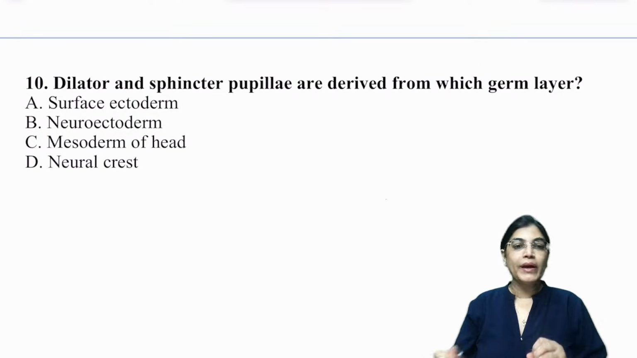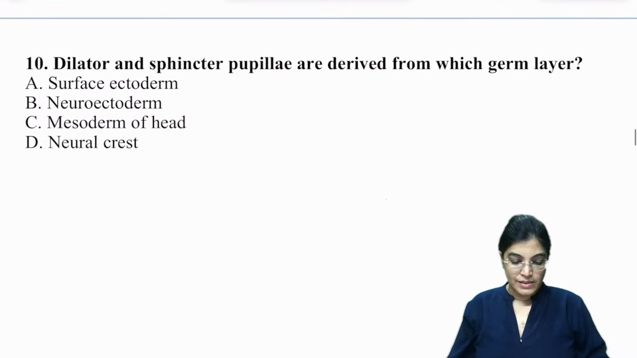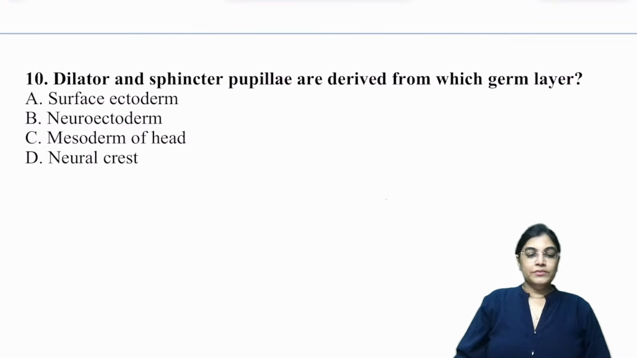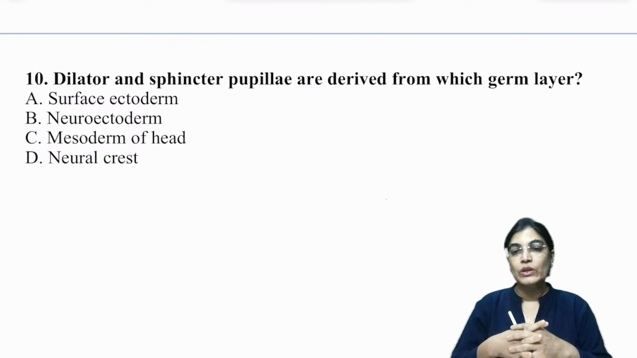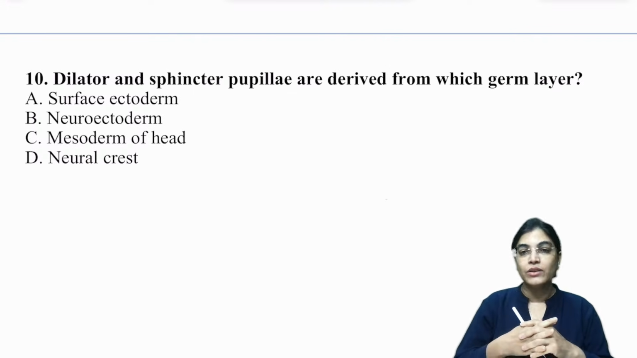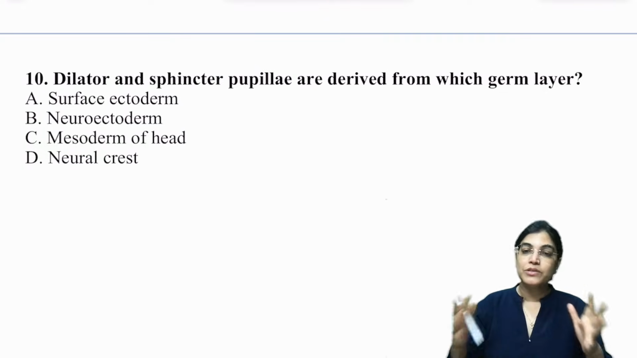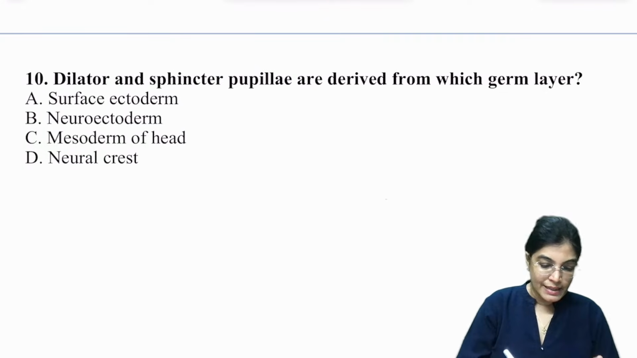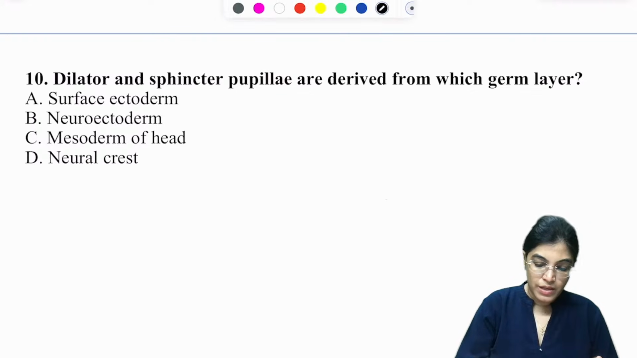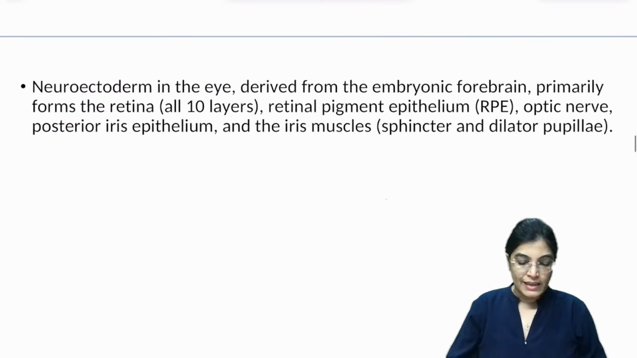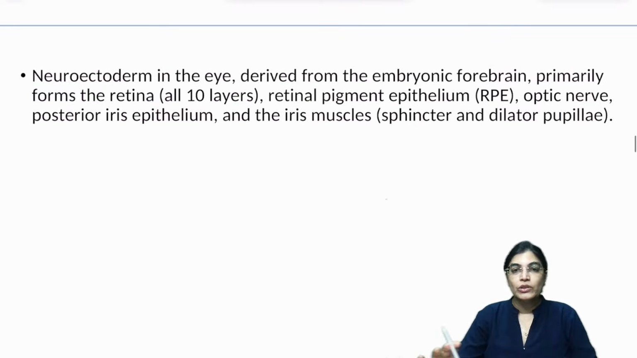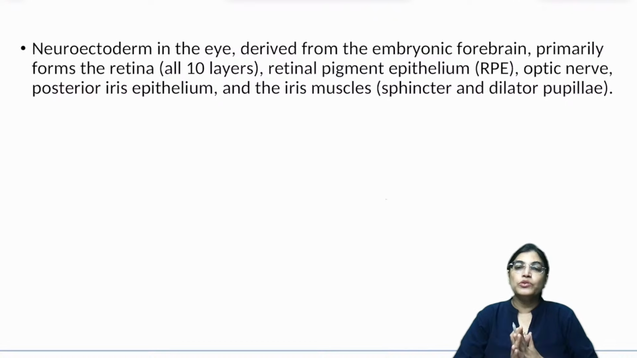Surface ectoderm, neuroectoderm, mesoderm, neural crest. So basically, these are the muscles which control the miosis and mydriasis of the pupil, and it is very important to know which structure they get their origin from. Neuroectoderm. Okay. So if I am talking about neuroectoderm, it is very important for you to know the other structures which are derived from it.